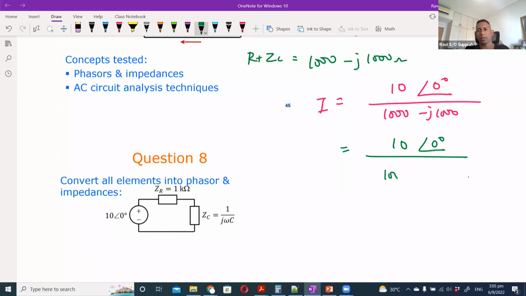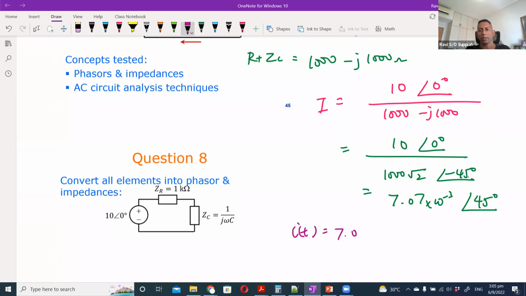Then you just need to convert that into the phasor notation. So you'll get 1000 root 2 angle minus 45 degrees, and then that will give me 7.07 angle 45 degrees. So the expression in the time domain would be 7.07 times 10 to the power of minus 3 cosine 10 to the power of 4 t plus 45 degrees.